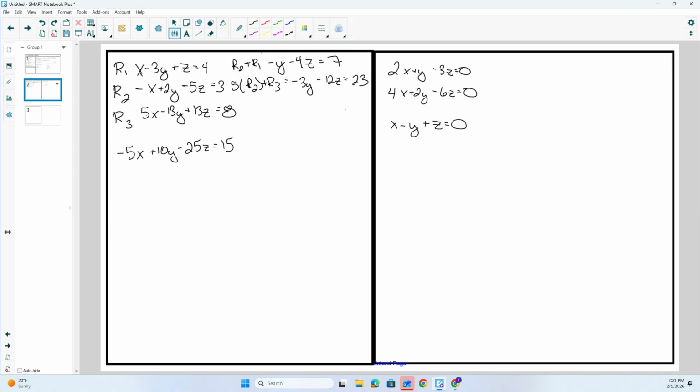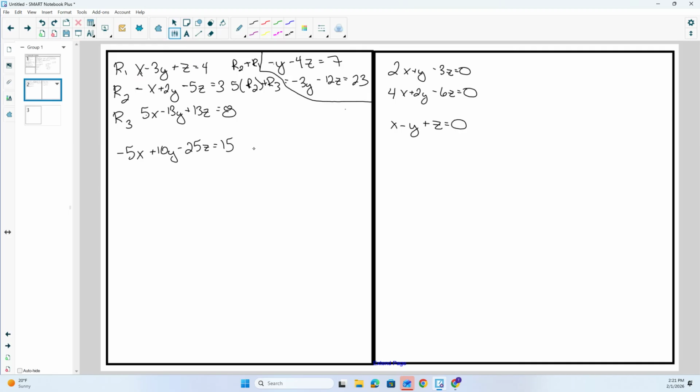Now I have these to worry about now. A couple things I can do. Let's just do my y's, because this is a 1y, this is a 3y. I do need to make this positive. I like adding, I don't like subtracting. So we're going to make this positive. So let's multiply that by 3 first.